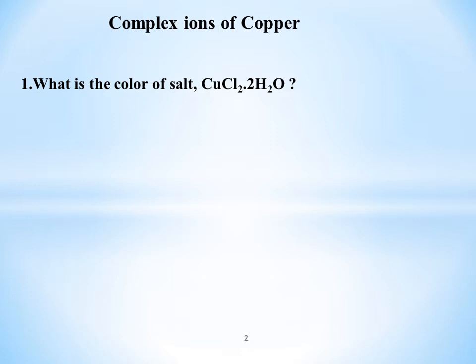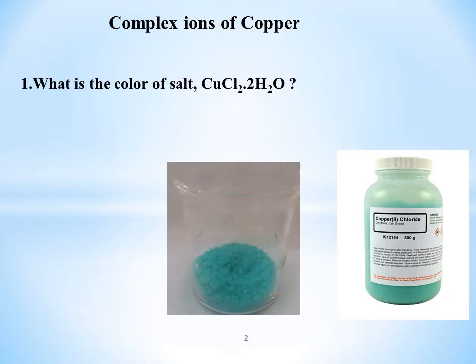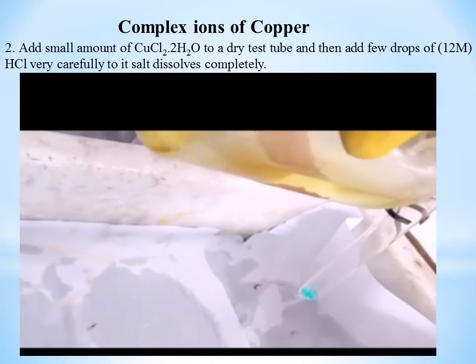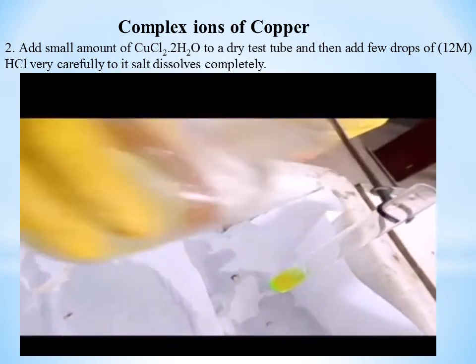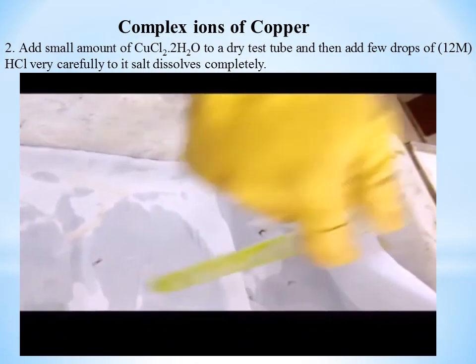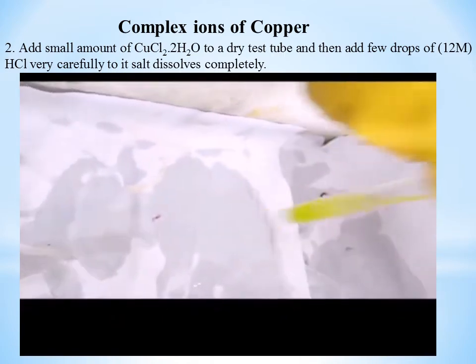To start that experiment, our step number 1 is we are taking the copper chloride dihydrate salt that is of sea green in color, as you can see in the picture. After observing the color of the salt, now you will add a small amount of copper chloride dihydrate to a dry test tube, and then 12 molar HCl very carefully will be added to the salt until it dissolves completely.